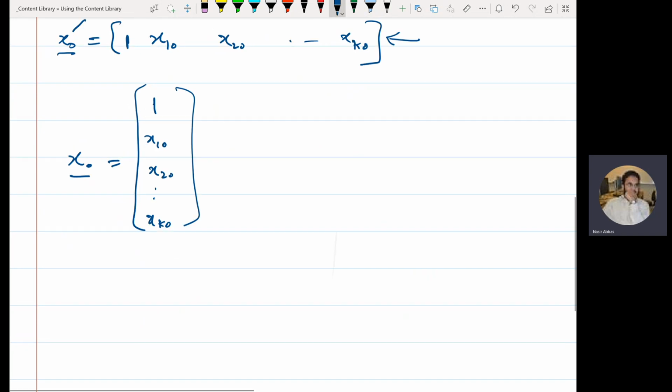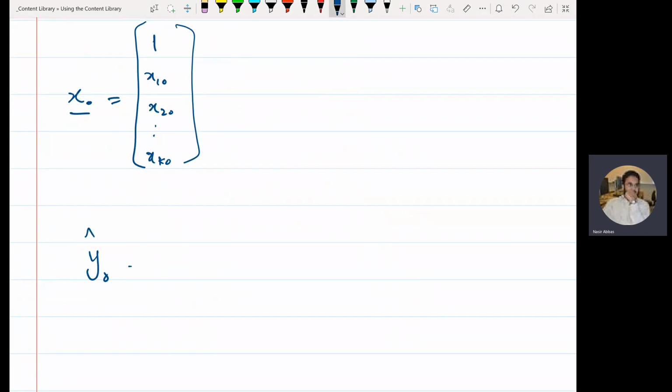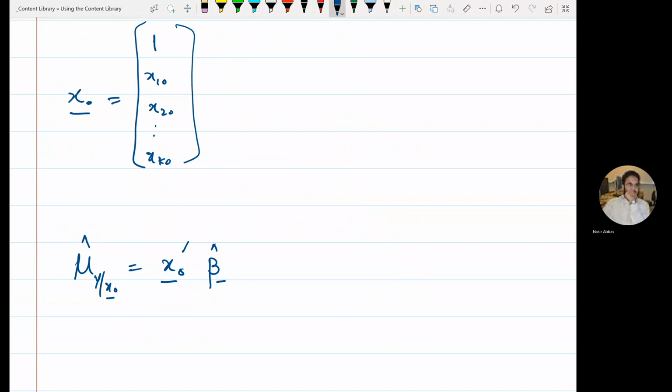So now your fitted model becomes y naught hat equals x naught prime times beta hat. Now this x naught prime will be a row, beta hat will be a column. When you multiply a row with a column, what will you get? A single value, a scalar value. That will be the predicted value, or rather the mu hat of y given the x naught vector, and that will also be equal to y naught hat. The point estimates will be exactly the same.